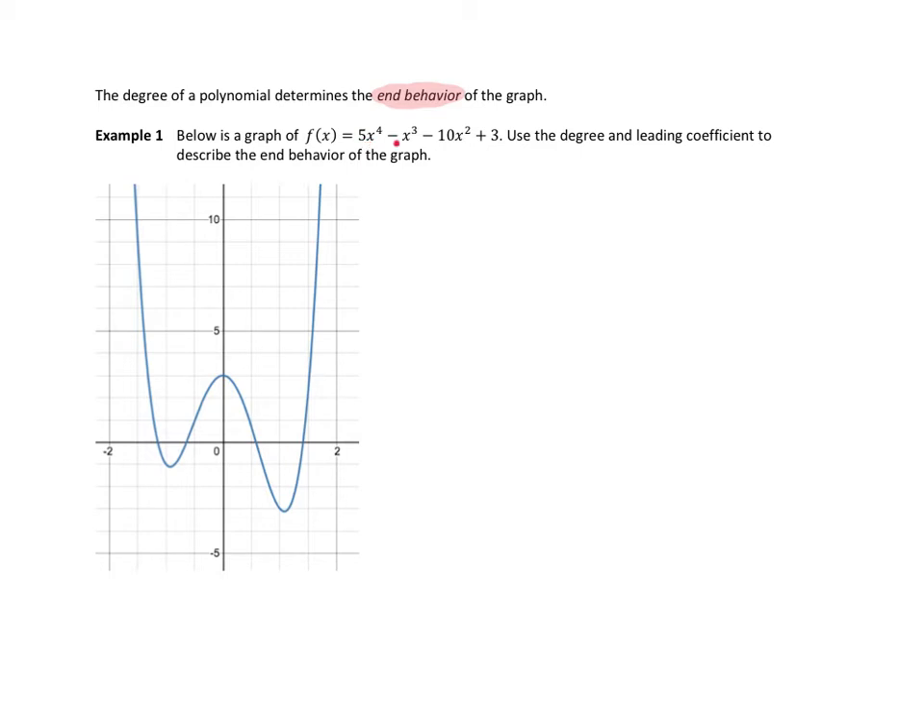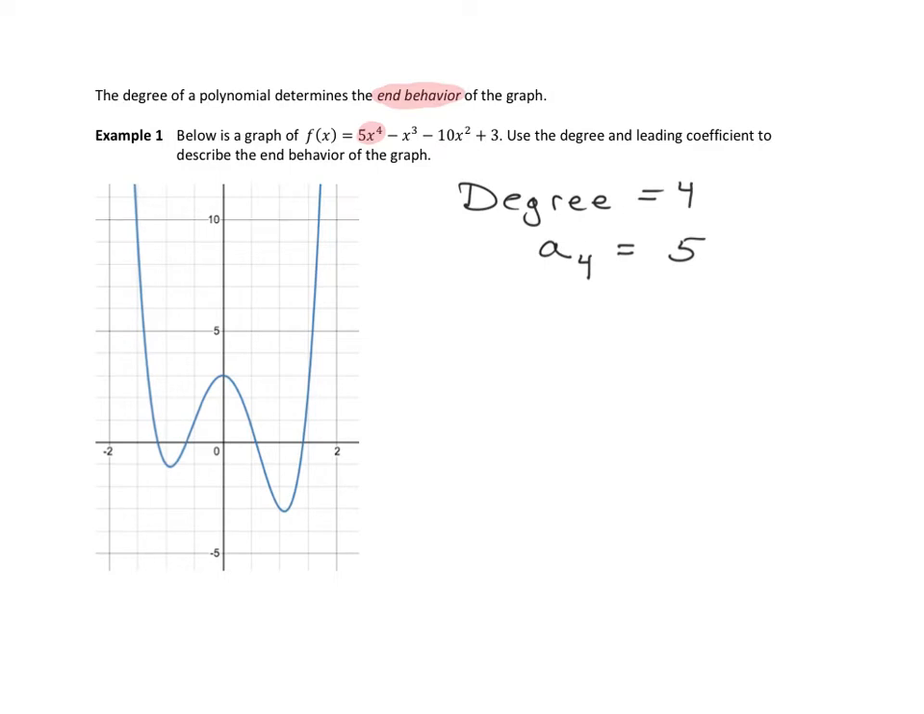where I have a graph of f of x, which is 5x to the fourth minus x cubed minus 10x squared plus 3. If I look at this equation, if you want to know the degree and the leading coefficient, you only have to focus right here. This polynomial is in expanded form, therefore we can look to this term to indicate that the degree is equal to 4. That's the largest exponent. And then the coefficient for this term, which I'll call a sub 4, is equal to 5.